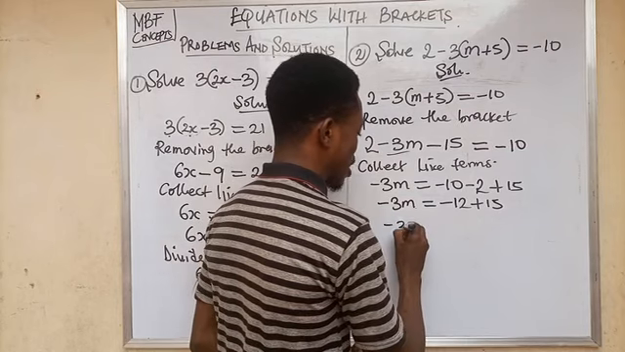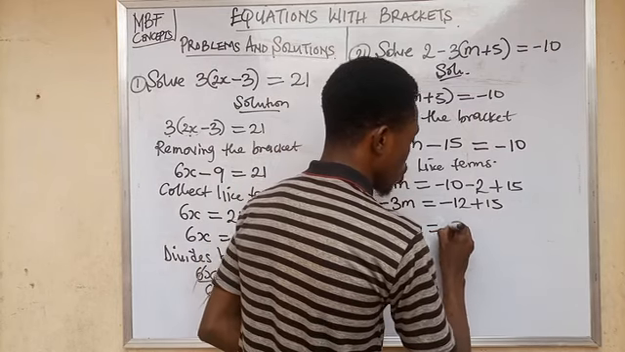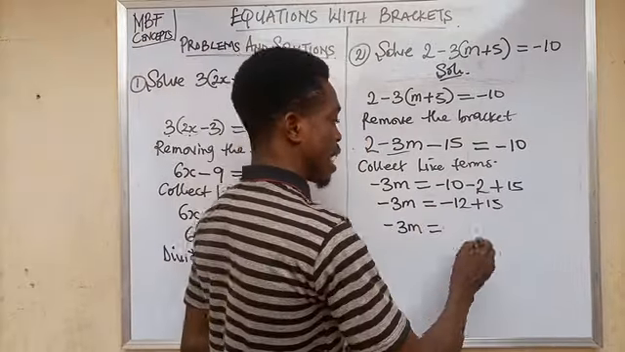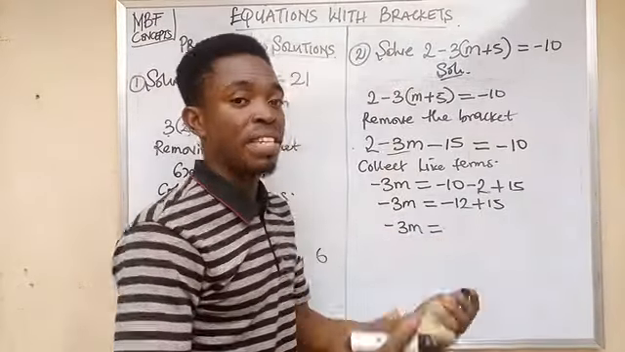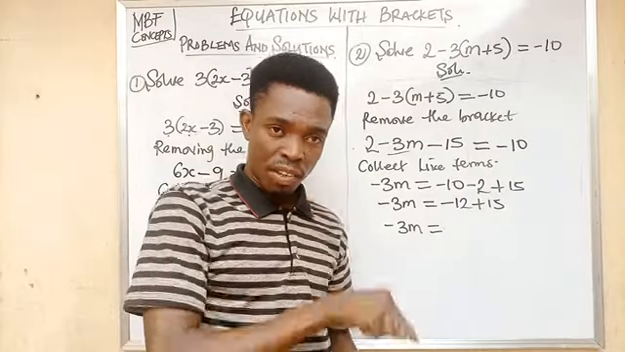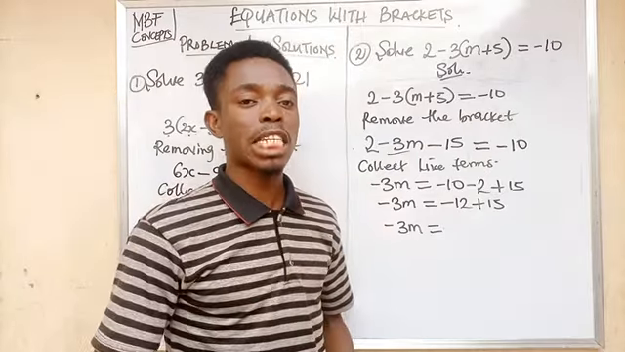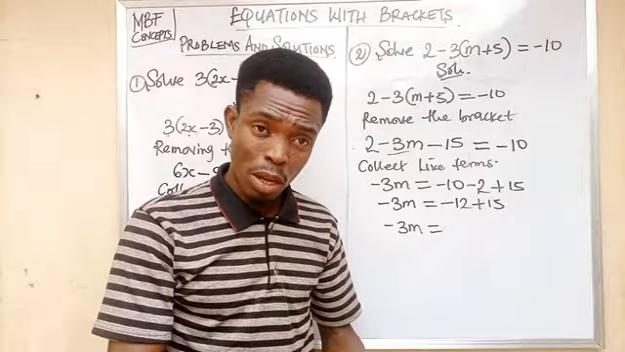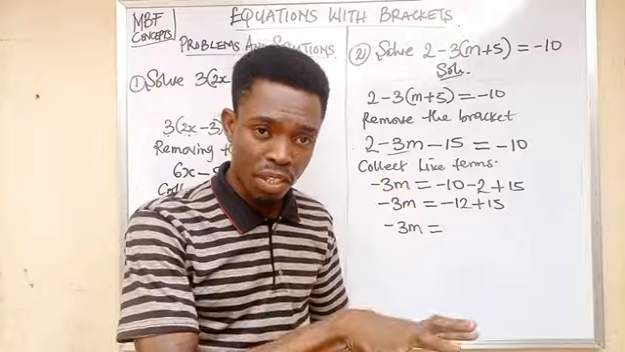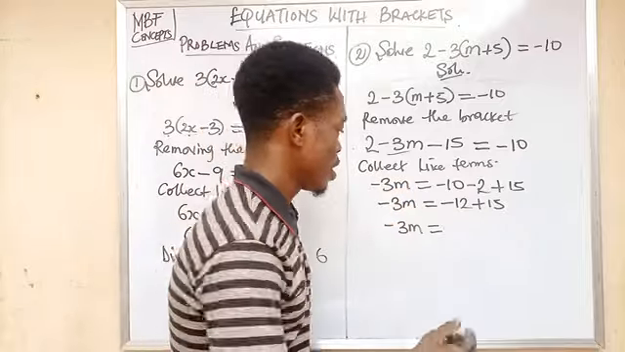Then this is going to give us minus 3m is equal to what? Minus 12 plus 15, guys, is the same thing as 15 minus 12. Minus 12 plus 15 is still the same thing as 15 minus 12. And 15 minus 12 is 3. Or minus 12 plus 15 is plus 3. Then we put down 3.